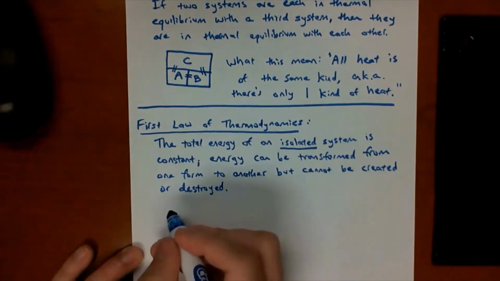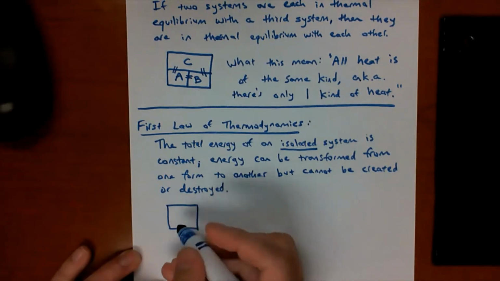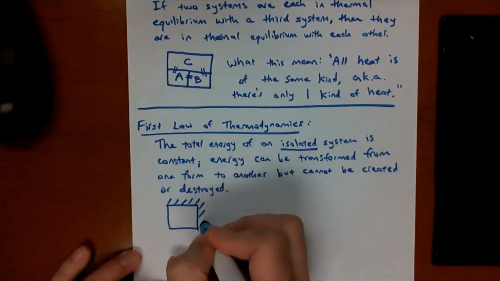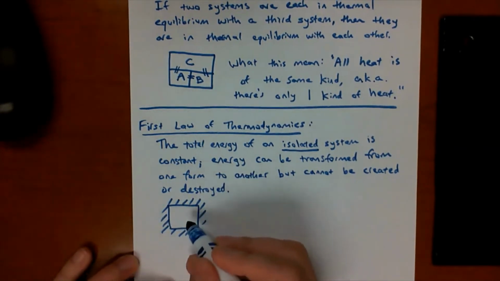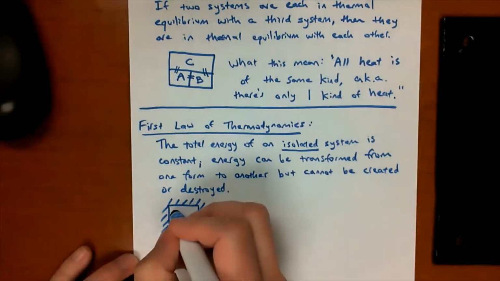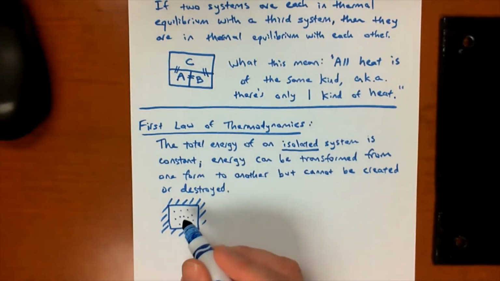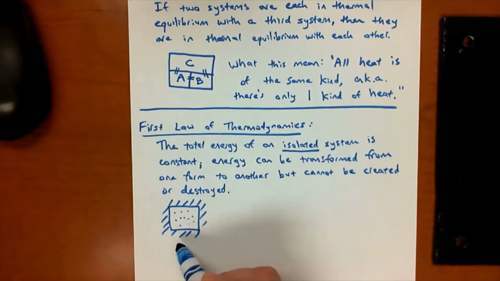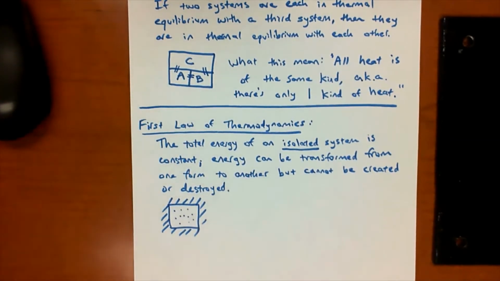So we have an isolated system. Here's an isolated system, and I'm going to draw these little hash marks around it to indicate that it's insulated, so nothing can transfer from the outside to the inside. This is maybe a gas inside there, a system inside a box that is totally isolated from the environment, and the total energy content inside that box is constant. It cannot change from any form to another.